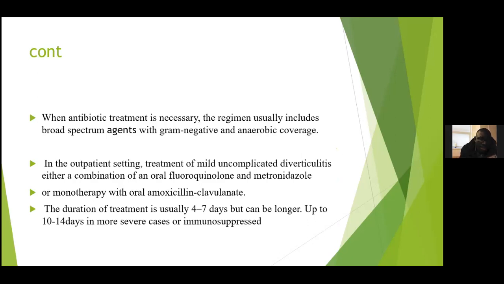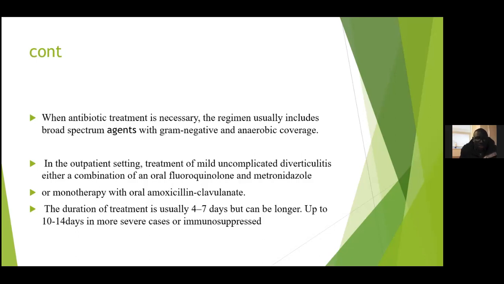So when you need to start antibiotics, you have to consider covering them with gram-negative and anaerobic cover for these patients. And in the outpatient setting, if you want to treat mild or uncomplicated diverticulitis, some recommend using a fluoroquinolone and metronidazole as an option. And if you want to go on monotherapy, they did also recommend amoxicillin and clavulanic acid.